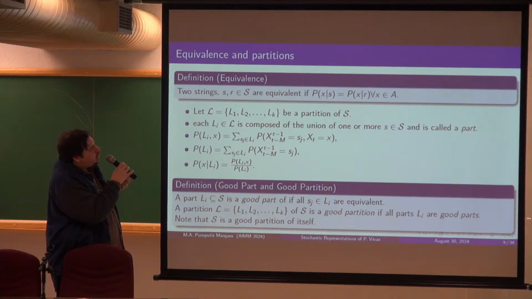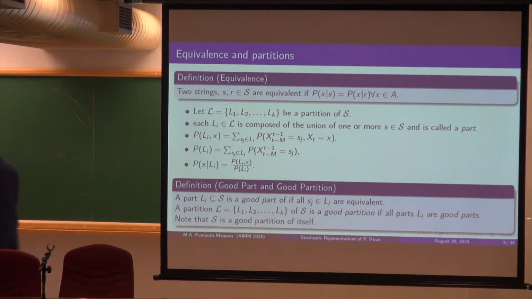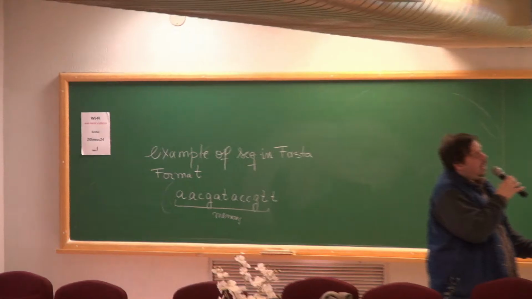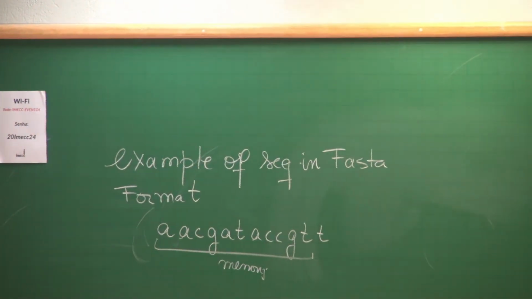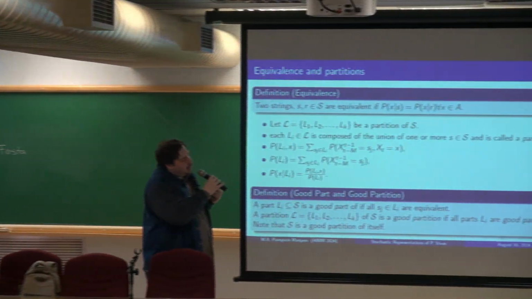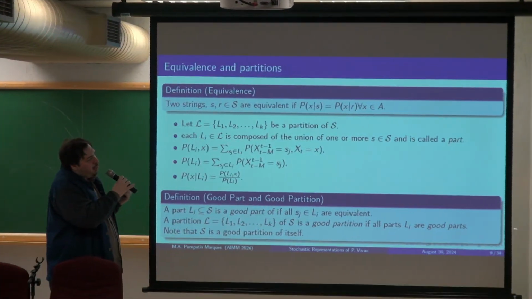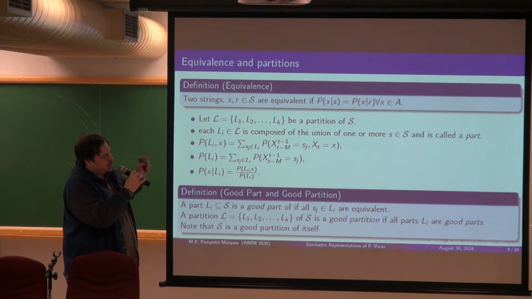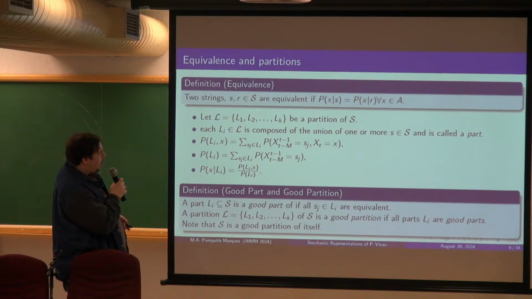And now we define what equivalent states are. So for example, this is a string. We say that 2 strings in S are equivalent if they have all the transition probabilities equal to each other. So for every possible state in the alphabet, the transition probabilities of 2 strings are equivalent if they are exactly the same.